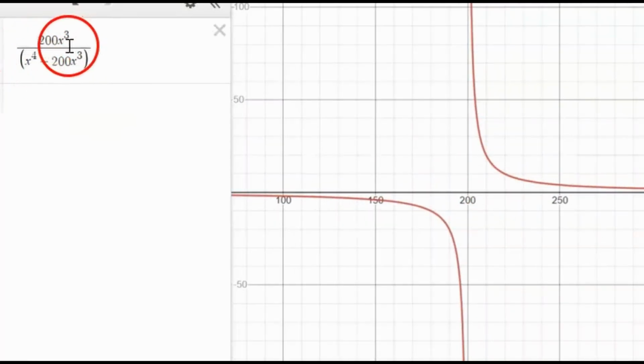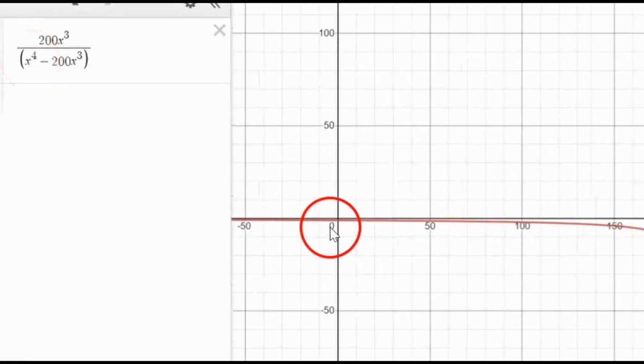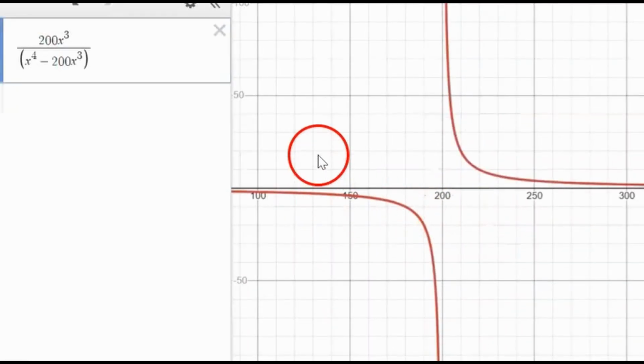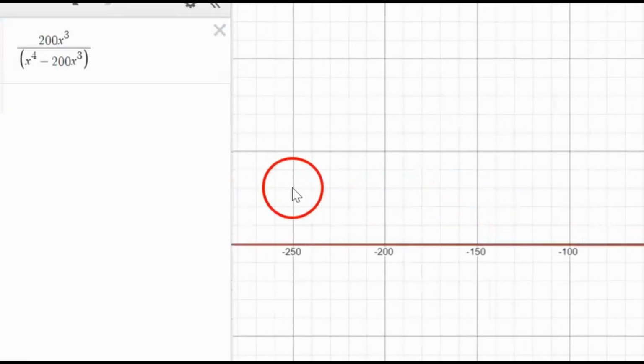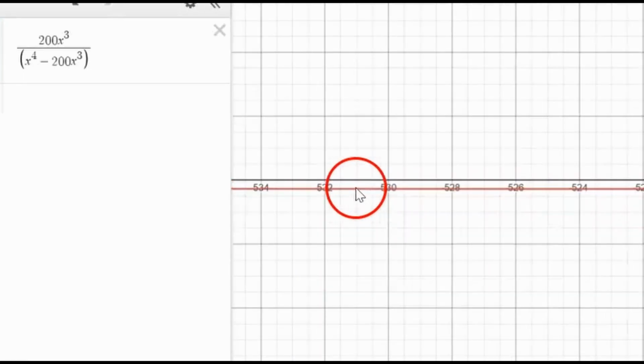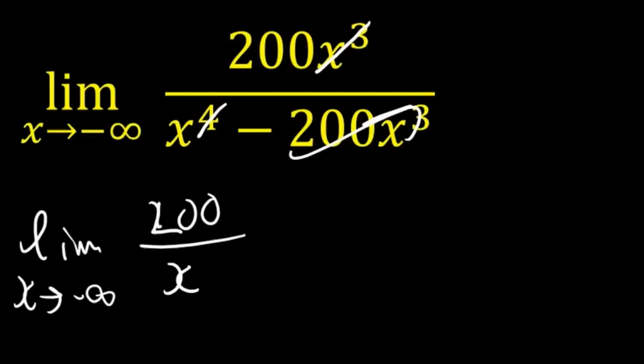Kind of cool. You might not have been able to guess this, but this x to the fourth term dominates. So we're going to negative infinity here. We're starting off at 200, but if we go over and over to negative infinity, see how this line is just getting closer and closer to 0. It doesn't touch it because it's an asymptote.